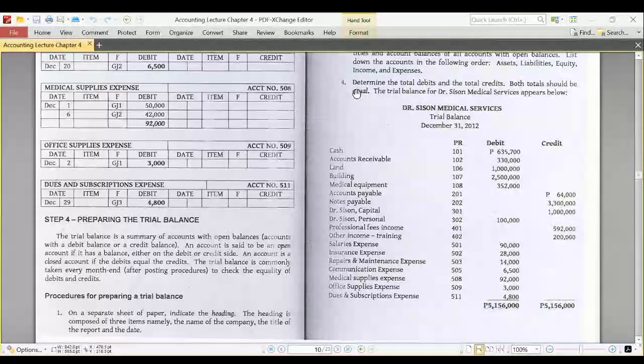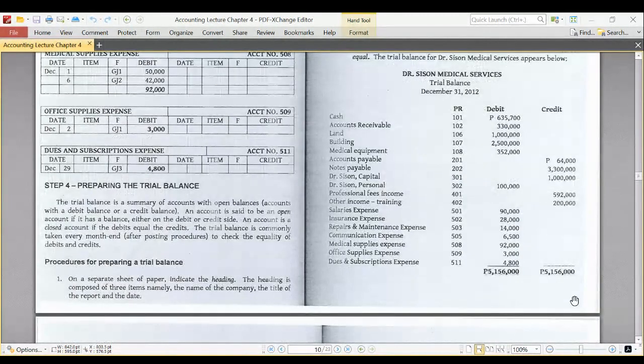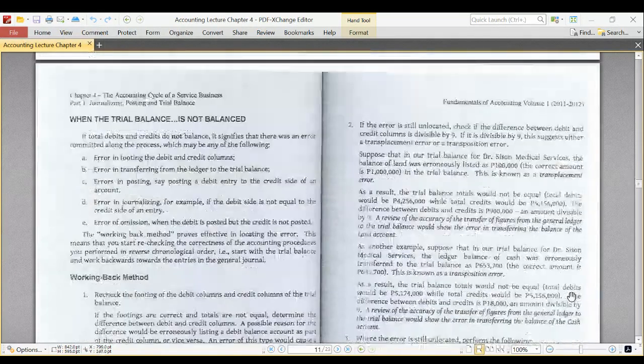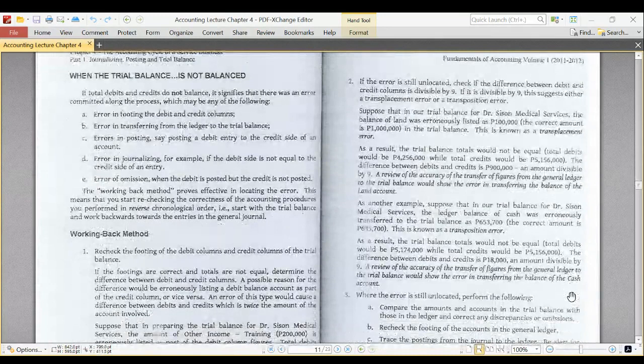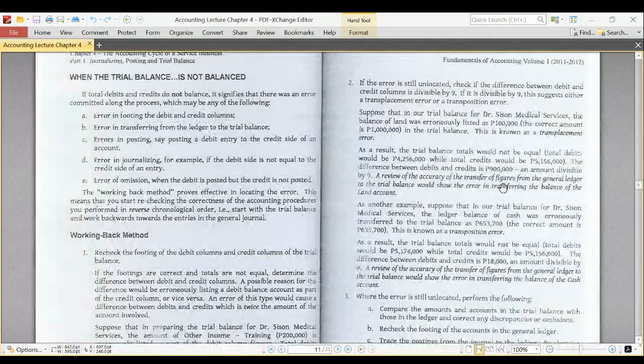Okay, so ito number 4, sabi diba, determine the total debits and credits. Both totals should be equal. Should be equal. Eh, paano naman kung equal, pero yun pala, may error. Di, kailangan i-adjust. So, ito. Let's go here. This will be our last topic for chapter 4 bago tayo mag-activity.